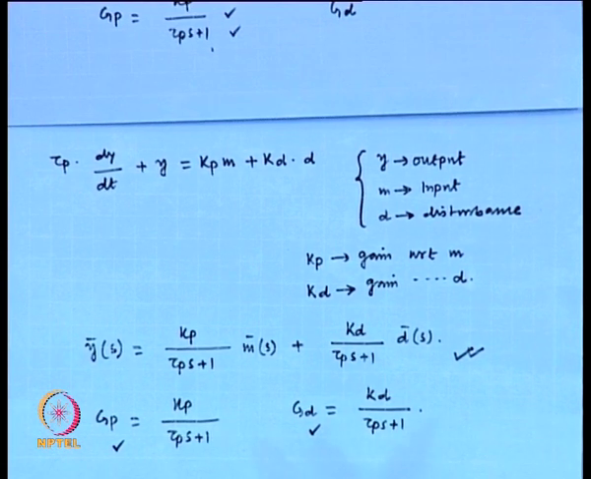Now, all individual transfer functions are known to us, Gp, Gd, Gc, Gf and Gm. So, in the next step we need to substitute all these transfer functions in the closed loop transfer function. So, that we will discuss in the next class.